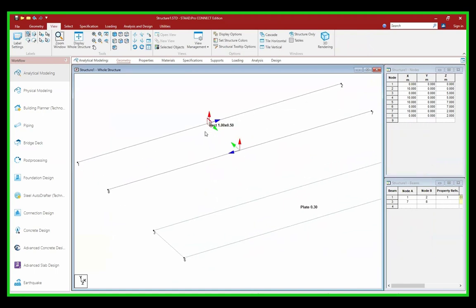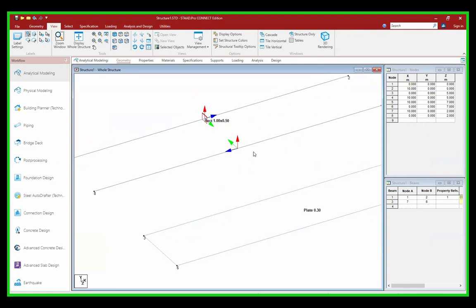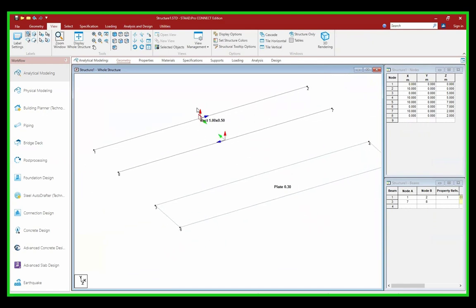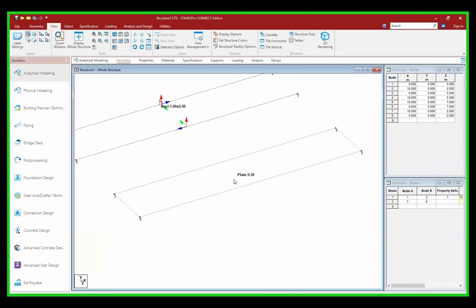So unless I model any section and unless I give it to this beam, this rectangle would not come up, otherwise it would come up. I hope this is clear about the local axis in beam element. Now let's come to plate element. So if you see, there is one plate I have created which is having 0.3 meter thickness, which is nothing but a 300 thick plate I have created.